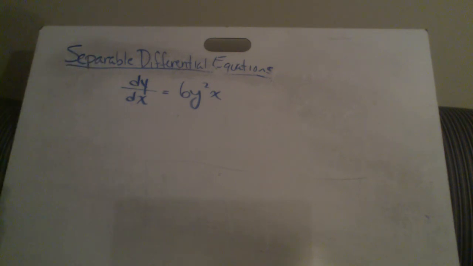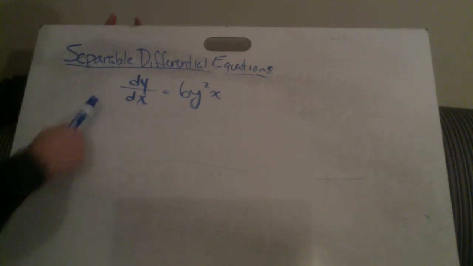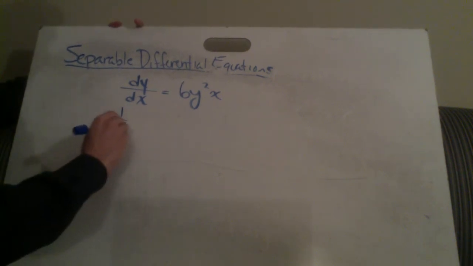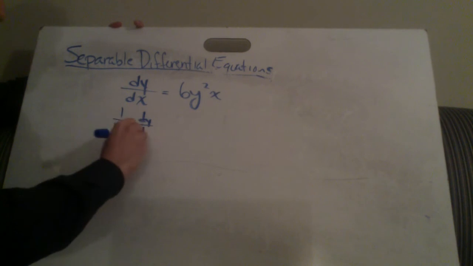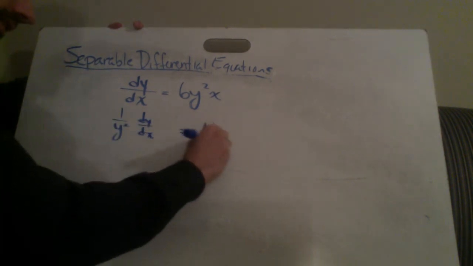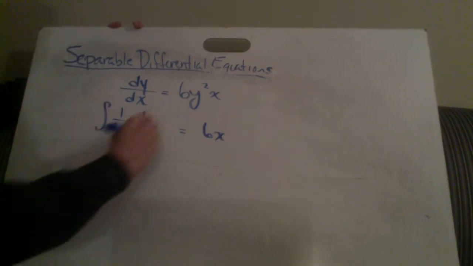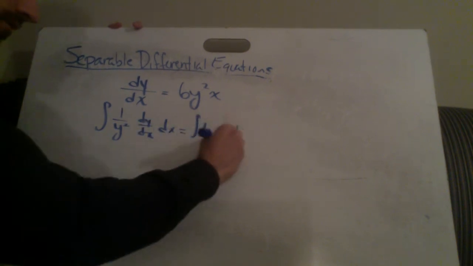But I'm going to go ahead and solve this right now. Hopefully you've already tried it, and everything I'm about to do will match. Need to move the y's over here, so I'll do that. 1 over y squared dy dx is equal to 6x. I'll integrate both with respect to x.